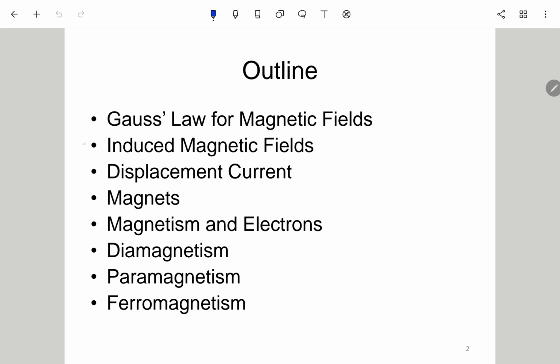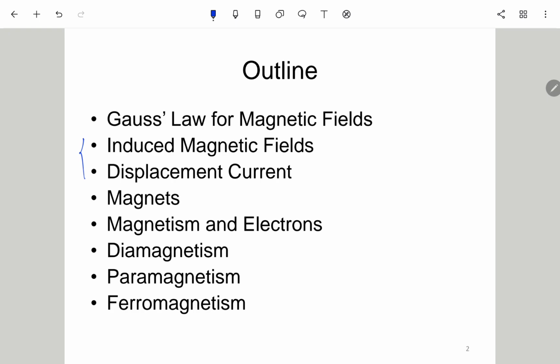You can consider these two as a group. In this case, we will add a term called the displacement current into the Ampere's law. Then we will call it Ampere-Maxwell's law, which is the complete form.